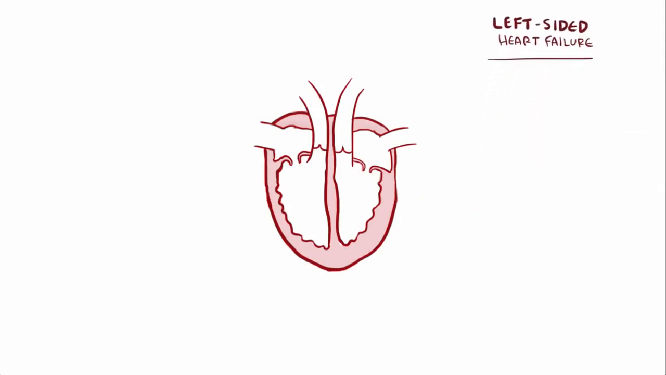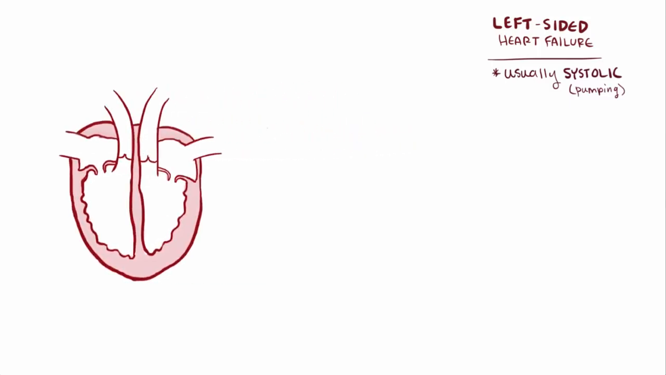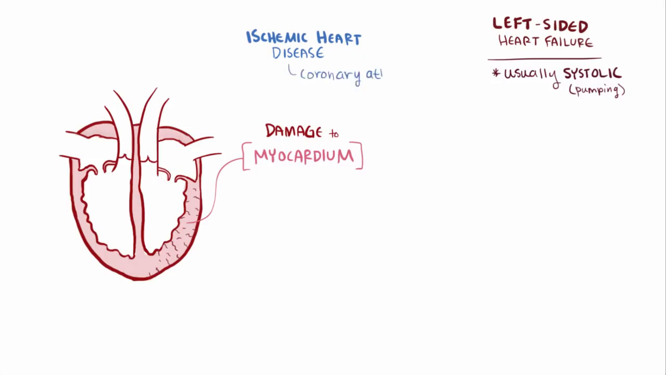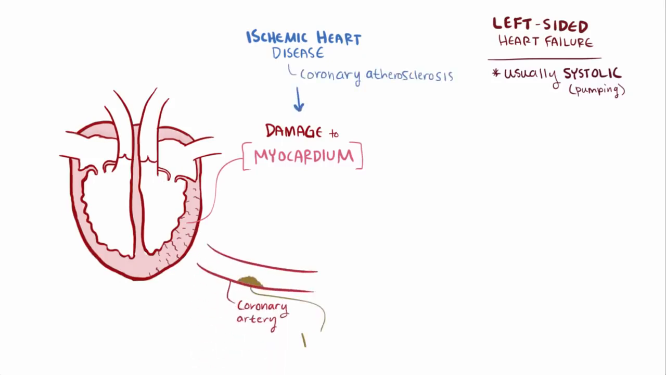Usually, left-sided heart failure is caused by systolic, or pumping, dysfunction. And this is typically due to some kind of damage to the myocardium, or the heart muscle, which means it can't contract as forcefully and pump blood as efficiently. Ischemic heart disease caused by coronary artery atherosclerosis, or plaque buildup, is the most common cause. In this case, less blood and oxygen gets through the coronary artery to the heart tissue, which damages the myocardium.